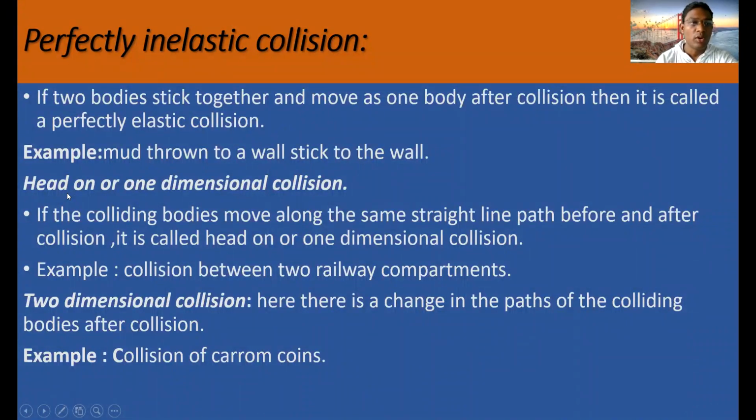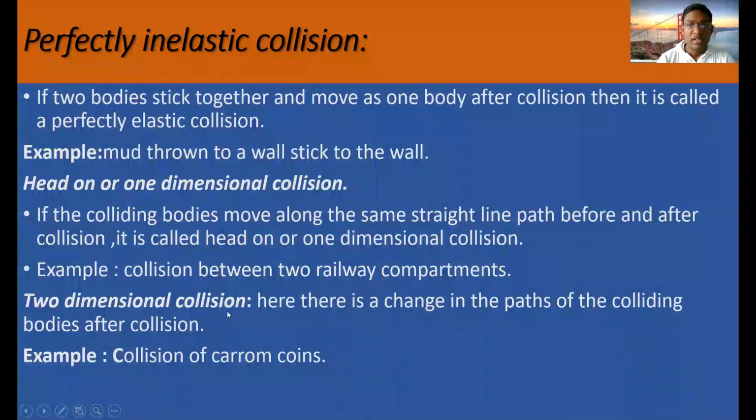Then there is one more kind of collision. It is head-on or one-dimensional collision. If the colliding bodies move along the same straight line path before and after collision, it is called head-on or one-dimensional collision. Imagine two compartments, both on a railway track, and suppose they have a collision, then they will move along the railway track only, means their path will not be changed. So this is an example of head-on or one-dimensional collision. The initial and final paths of the particles do not change. They move along the same straight line.